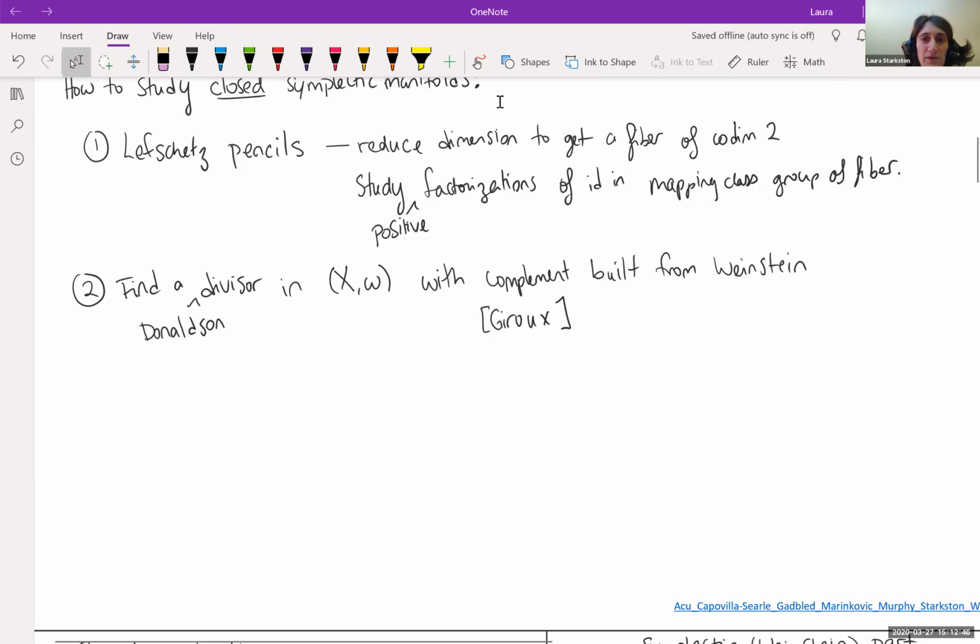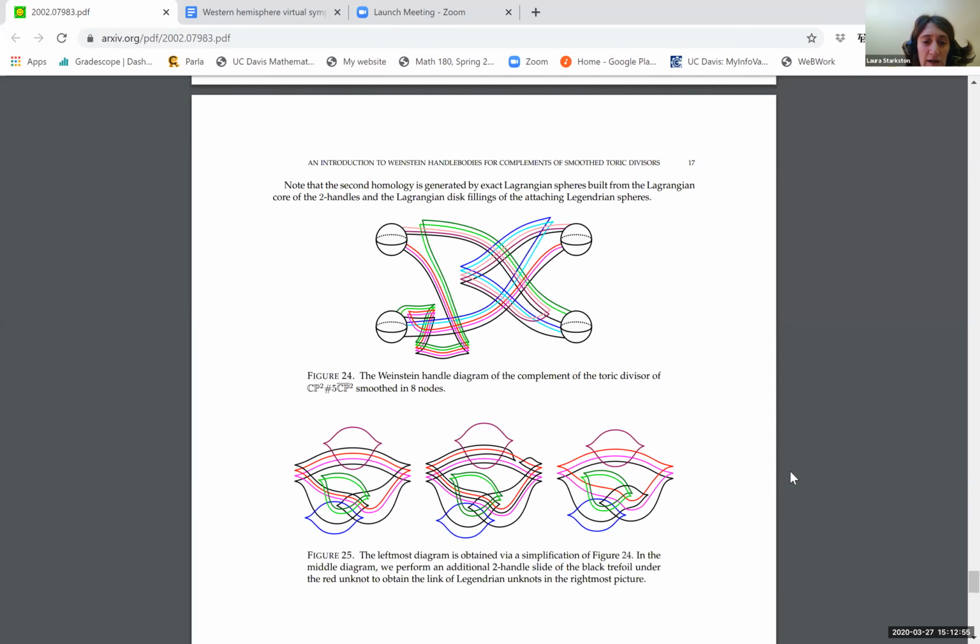So I want to just plug this project that I'm working on with a large group of women. I just changed my screen share to show you. These are some lovely pictures that Angela Wu has drawn. Do you see the pictures? Okay. So these are complements of some relatively simple divisors constructed from toric geometry in blowups of CP2. And this is the attaching circle data of not even a super complicated example. So this is just to give you an indication that complements of divisors can be pretty complicated.